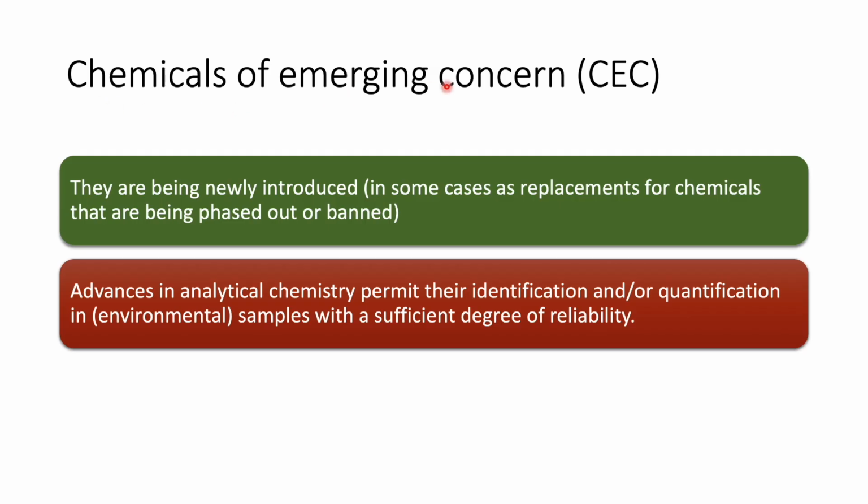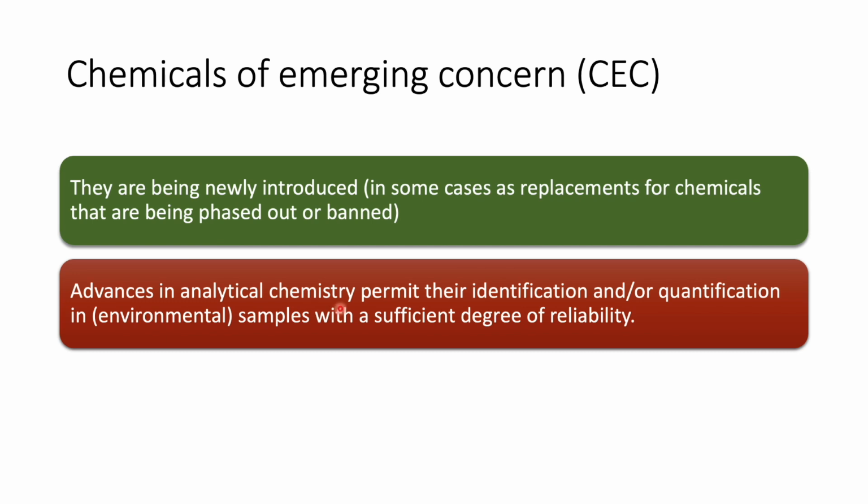And the next major concern is chemicals of emerging concern. So we have talked about the organic pollutants. Along with those organic pollutants, chemicals of emerging concern are also another important pollutant. These are being newly introduced. That means they are replacing the old chemicals, or some of the chemicals are banned. For example, many chemicals are banned after the Stockholm Convention. So they are phased out, but new chemicals are getting introduced.